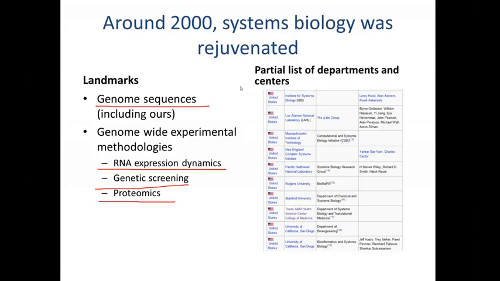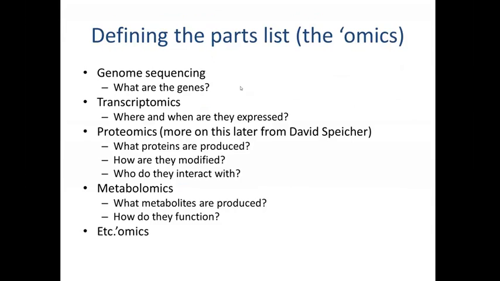It's a rapidly growing discipline. So let's talk about the first goal of systems biology, which is defining the parts list. I would argue that much of what we've learned this semester is really the tools that are principally used to define the parts list. And that includes genome sequencing.